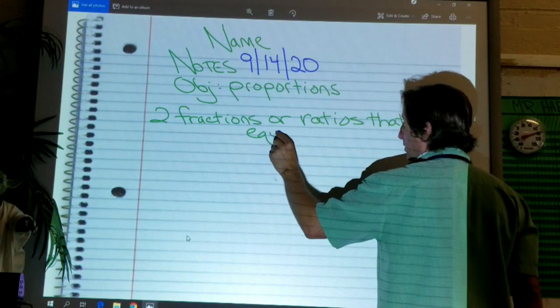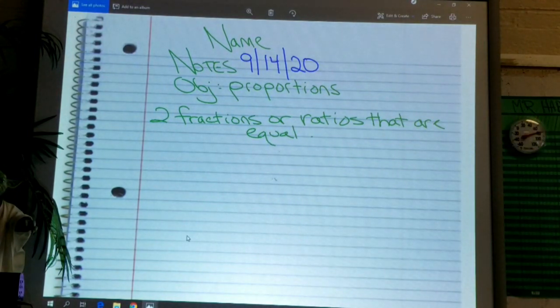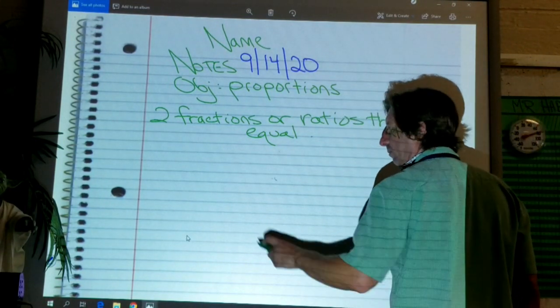And we're going to be doing these for a long time because proportions help us solve all kinds of problems in math. They help us figure out percents, they help us figure out decimals, they help us figure out how much things cost. They do all kinds of things. They help us figure out how to get a better deal on things. So proportions are important. So what we're going to be doing today is just checking to see if something is a proportion or not. So let's start with a really easy one.